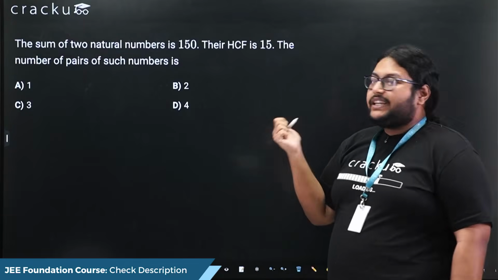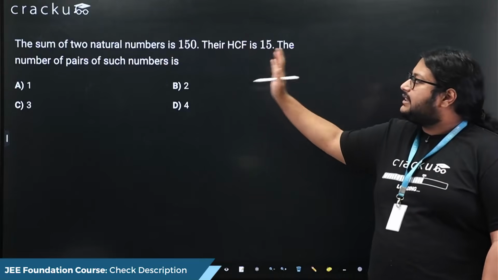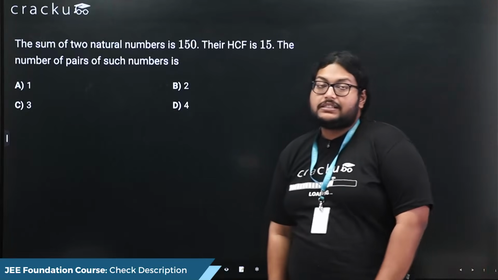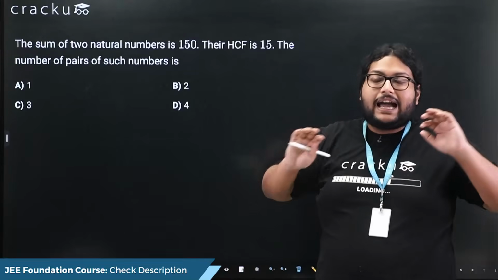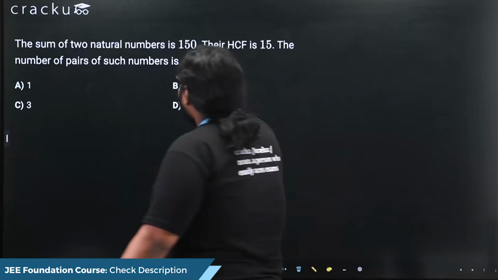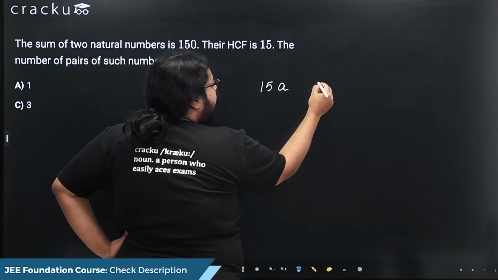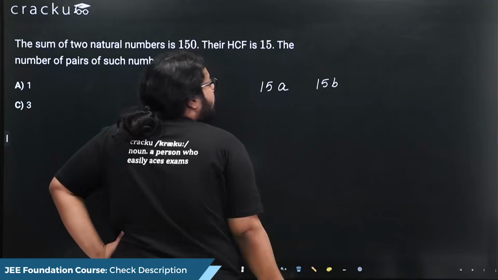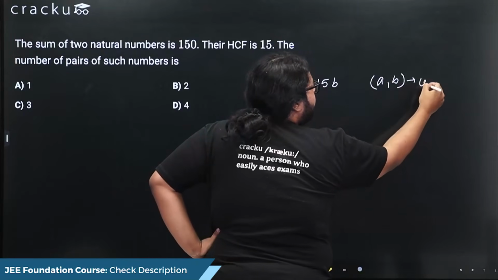In this question, we are told that the sum of two natural numbers is 150, their HCF is 15, and the number of pairs of such numbers is asked. Two numbers' HCF is 15 means what? The highest common factor that they can have is 15. So I can say let the numbers be 15A and 15B, where A and B are co-prime.